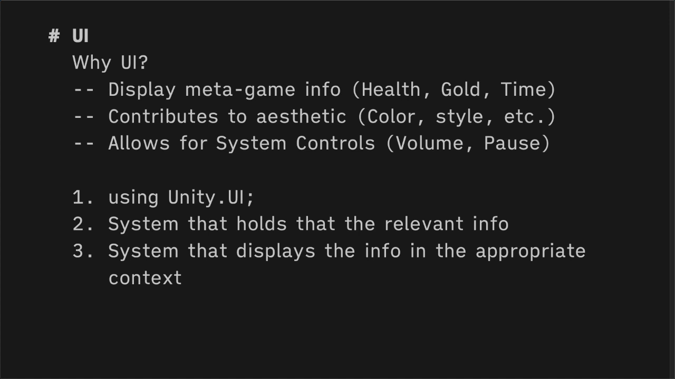So today's video is going to cover three main things: the importance of using the line using Unity.UI when we're using Unity's UI elements. This is separate from the Unity element. And then also a system that holds that information, relevant information. Maybe it's the goal, the health, or the time. And then having a system that actually displays those.